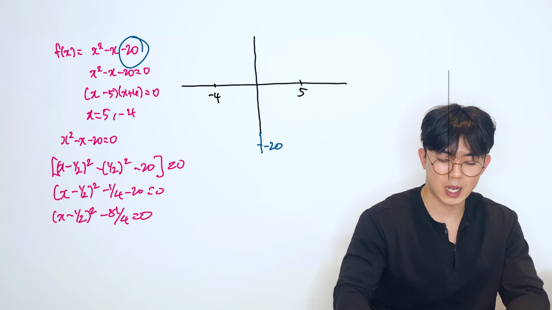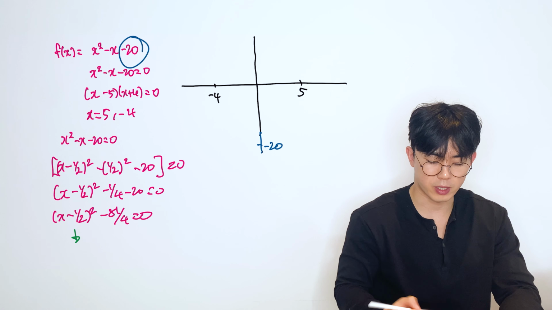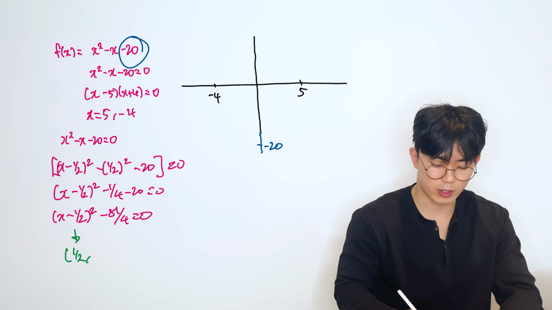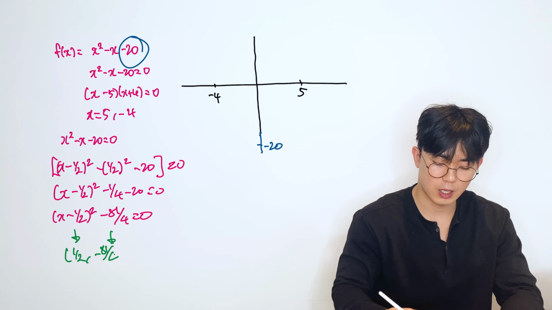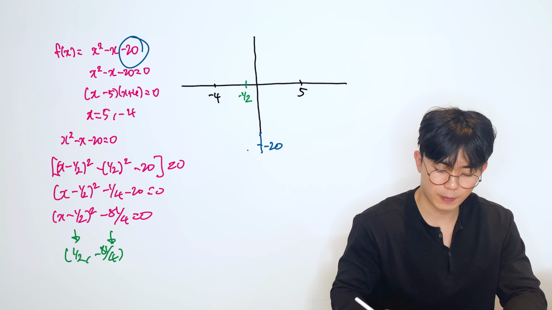And now we get our turning point because it will be this value here, but the opposite sign, so 1 over 2, comma, this value here, minus 81 over 4. So the turning point will be 1 over 2, minus 81 over 4, and roughly around here.